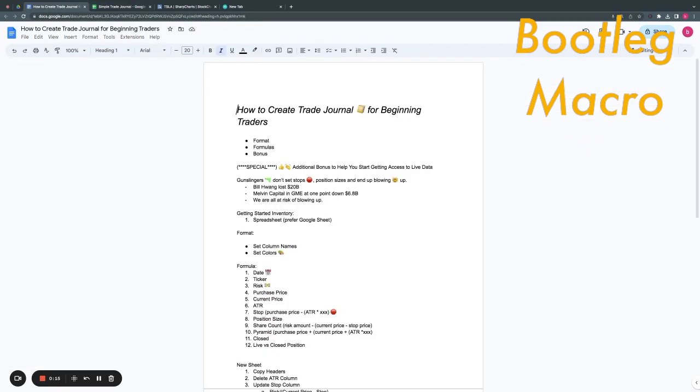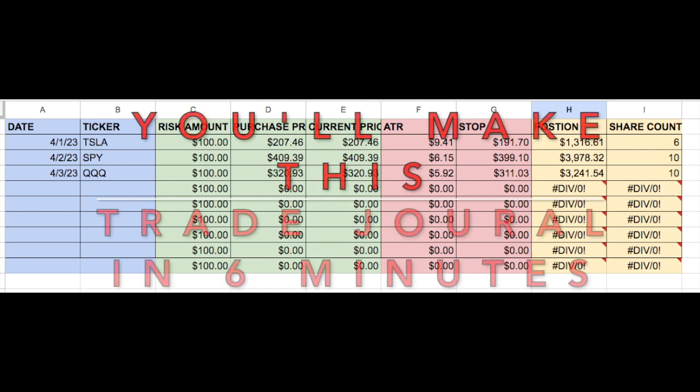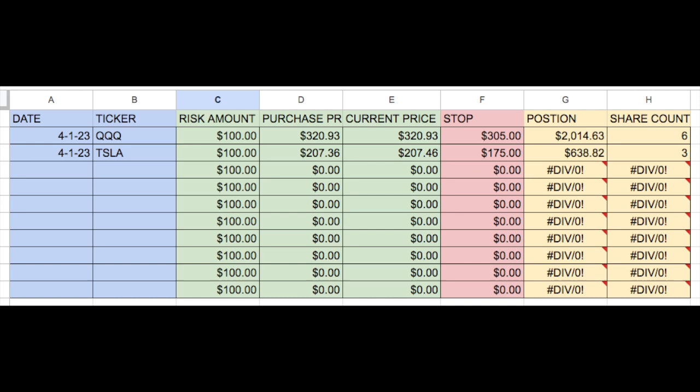What we're going to be looking at is essentially the format of how you're going to want to go ahead and set up a trade journal so that you can start tracking your trades historically, start improving as a trader, start seeing where you make mistakes, and hopefully save yourself a bunch of money.